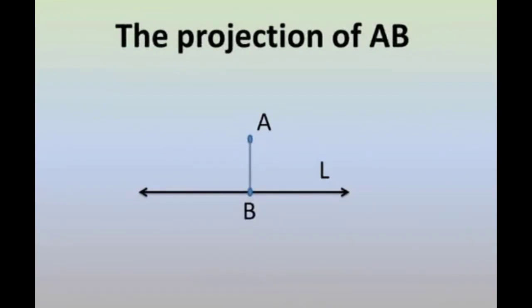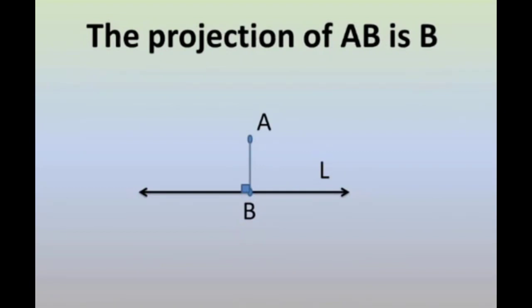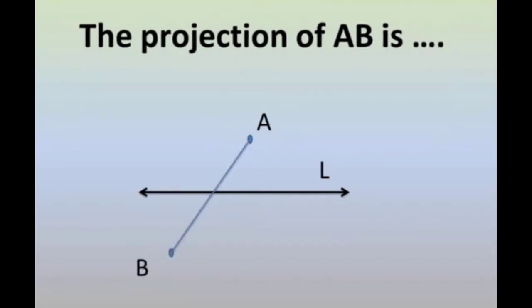Next, the line segment AB is perpendicular to the straight line L. To determine the projection of line segment AB, we determine the projections of its two terminals. The projection of point A is B, and the projection of point B is the same point B. So the projection of line segment AB is the point B, because the projection of both points A and B is point B. So if the line segment is perpendicular to the straight line, its projection is a point.